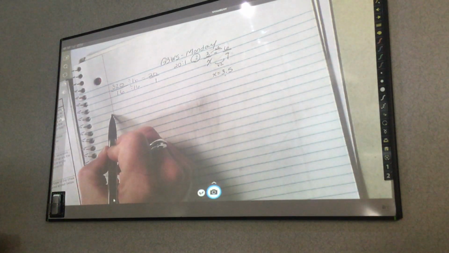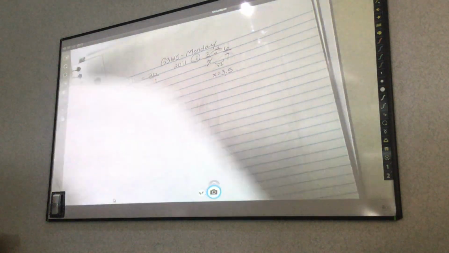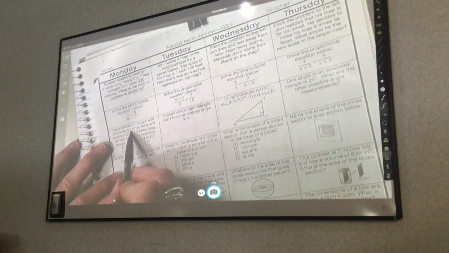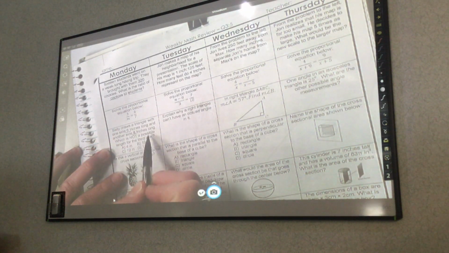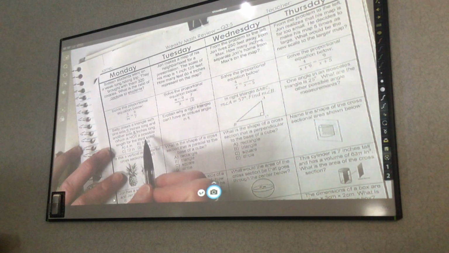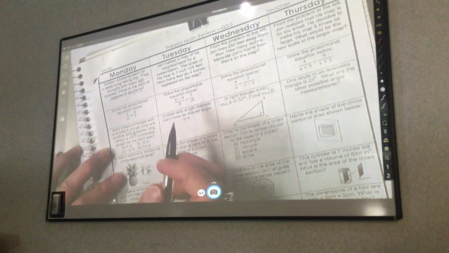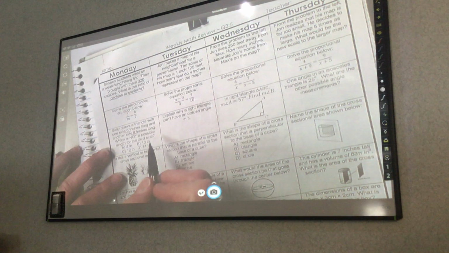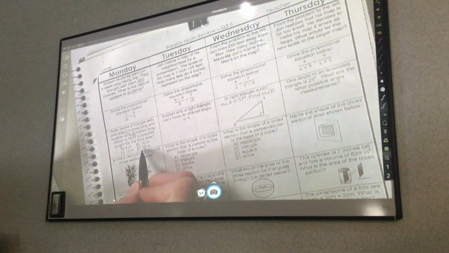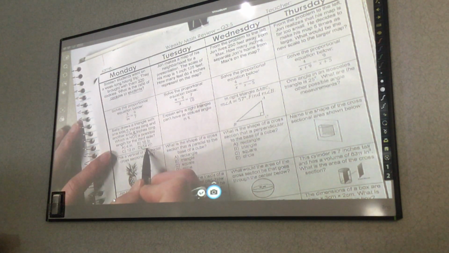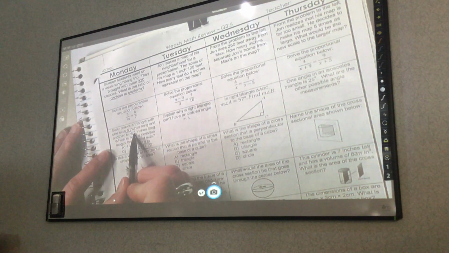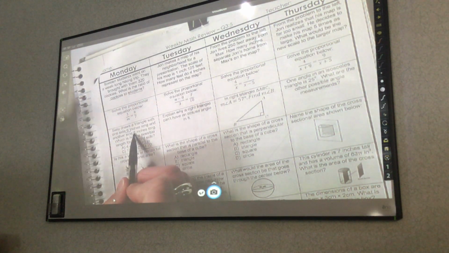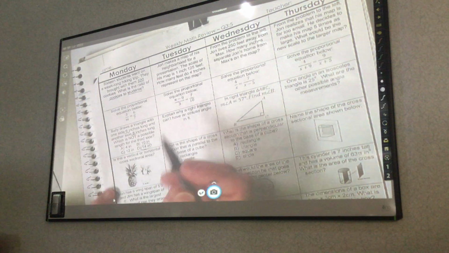Number 3, Sally draws a triangle with one side 6 inches long and another side 8 inches long, which is not a possible length for the third side. Which one is not a possible length? D, 14. Why is 14 not a possible length? Because 6 plus 8 is 14, and it has to be greater than.